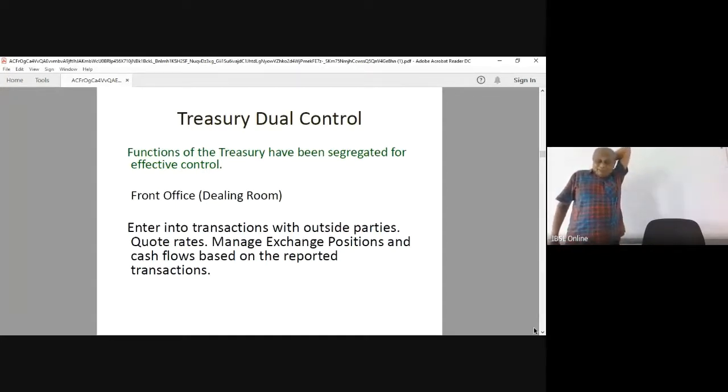Then they will collect all the data and then do the dealings, right? And they are the people who report rates, to the customers as well as to the bank, and manage exchange positions and cash flows based on the reported transaction. Those people are not allowed to enter the transaction into the system, because it's a dual control.